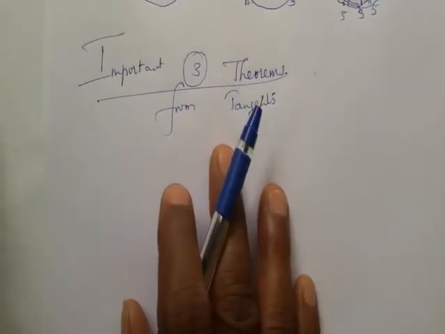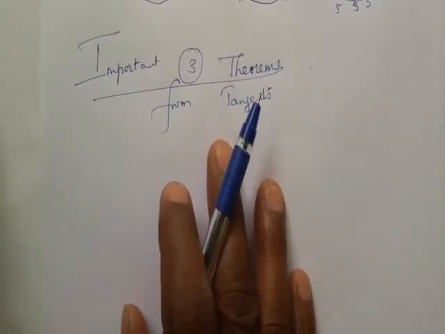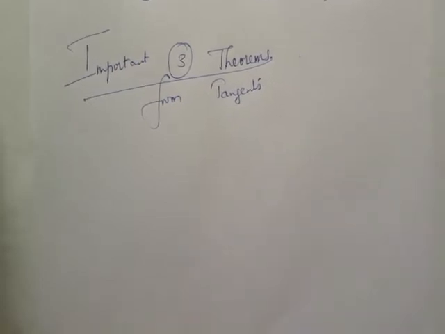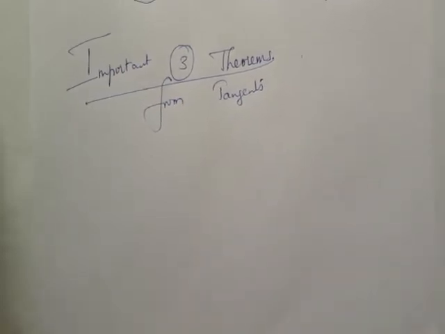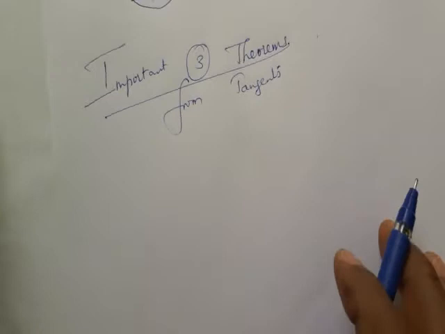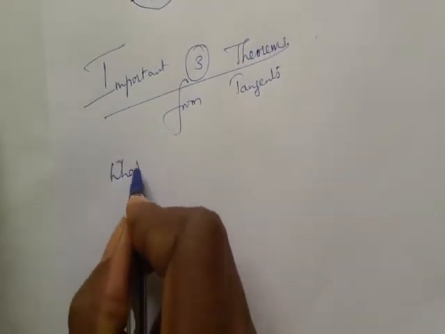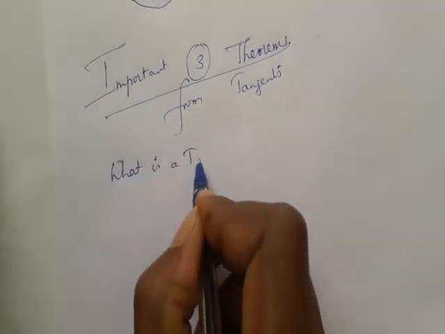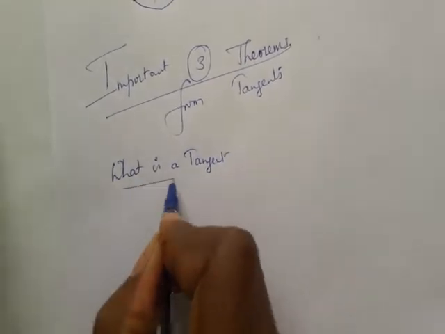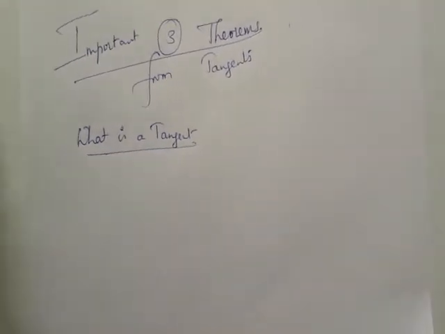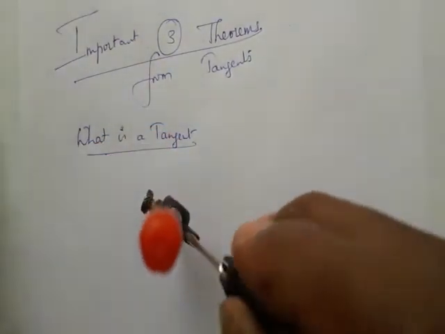How to identify that the given question is a tangents question? It is very simple. In the given question, a tangent is given. Let us first know what a tangent is. What is a tangent? We will study this first. I'll show you what a tangent is with a rough diagram.